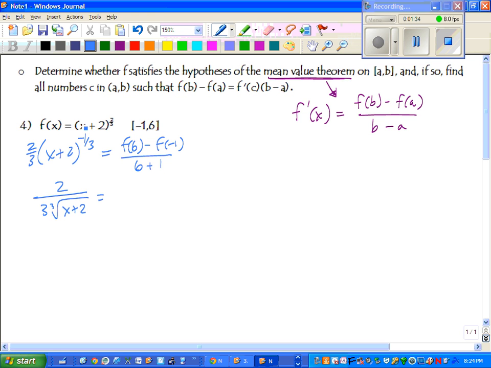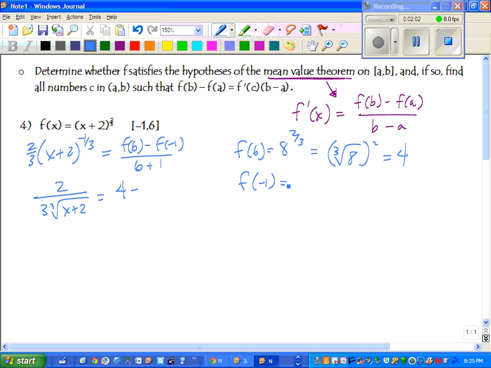equals, if we do f of 6, that would give us 8 to the 2/3. Remember, all that means really is taking the cube root of 8 and squaring it. Right? The bottom one is a root, the top one is an exponent. So the cube root of 8 is 2. 2 squared gives us 4.